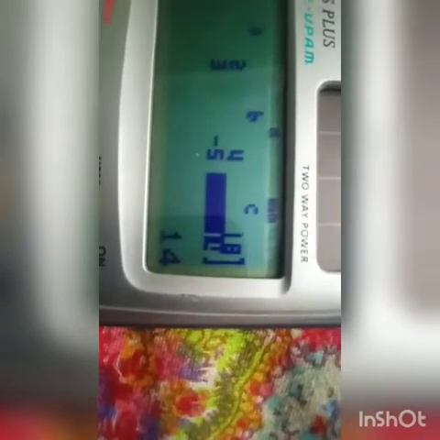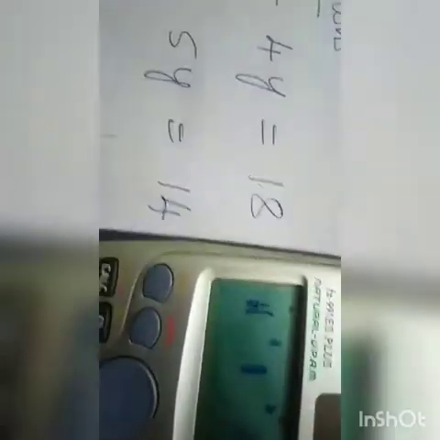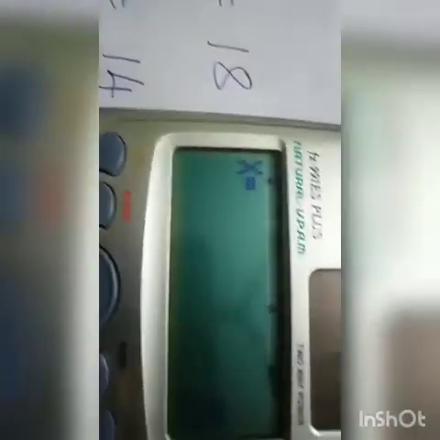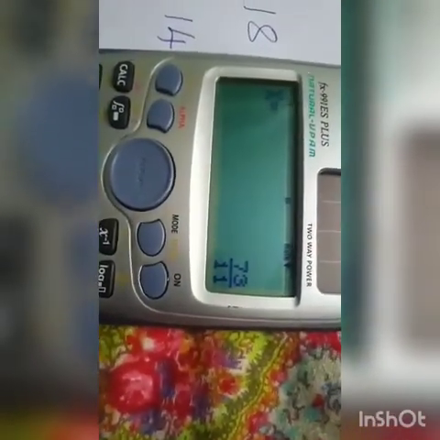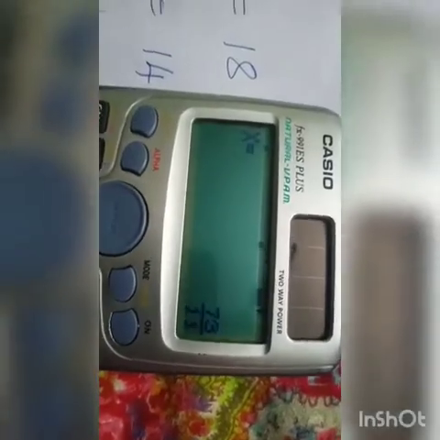Then you have entered 3, -5 and then 14. Okay. So once you have entered everything, now you press equals again. Press equals again. Now see the value you have got for x. It is 73 by 11, right?